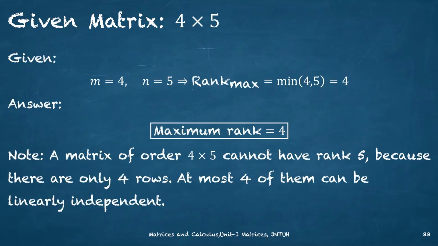Given matrix 4x5, we are given a matrix of order 4x5. That means it has 4 rows and 5 columns. To find the maximum possible rank, we take the minimum of 4 and 5, which is 4. So the maximum rank of this matrix is 4. That's our final answer. It's important to note that a matrix with only 4 rows can't have rank 5, because you can't have more than 4 linearly independent rows when there are only 4 rows in total.